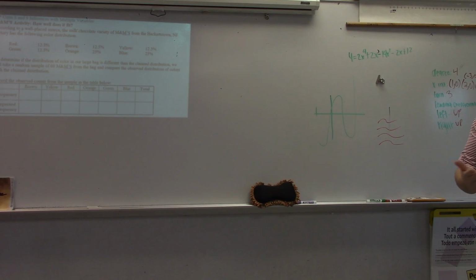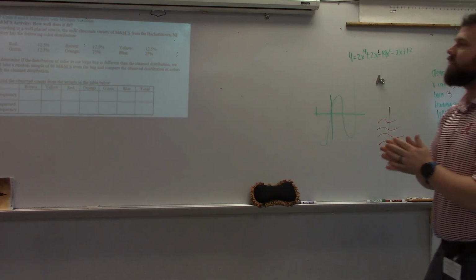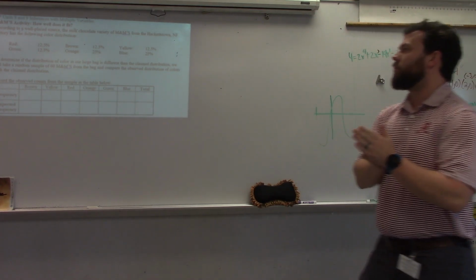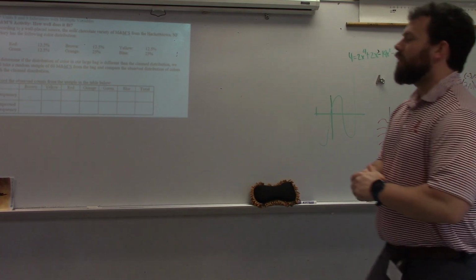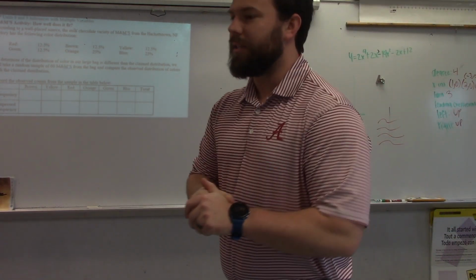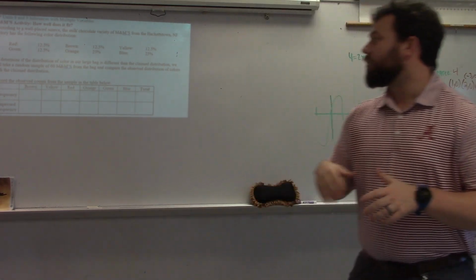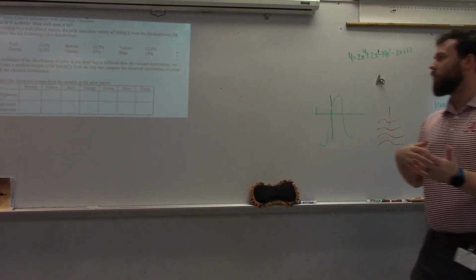So, M&M's. According to a well-placed source, the milk chocolate varieties of M&M's from the Hackettstown, New Jersey factory have the following color distributions. To determine if the distribution of colors in our large bag is different than the claimed distribution, we will take a random sample of 60 M&M's from the bag and compare the observed distribution of colors. I am going to do more than 60 because I'm just going to give you a handful and we'll go from there.